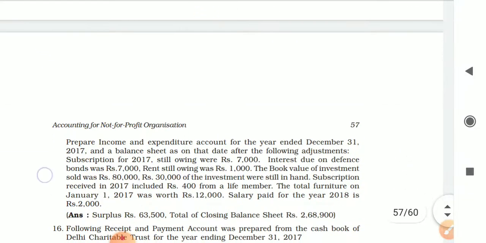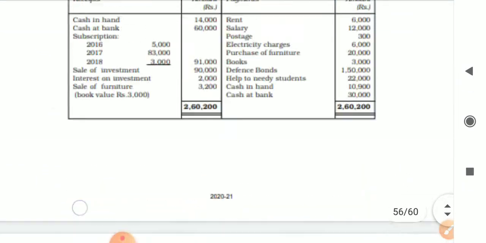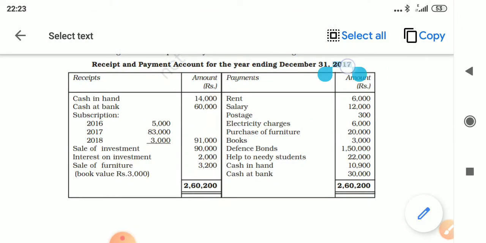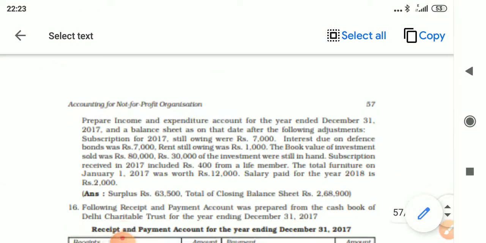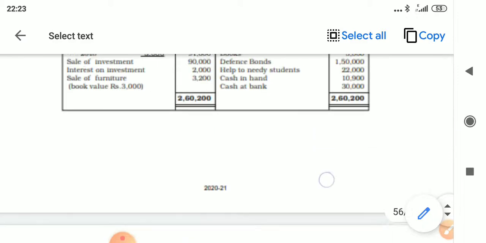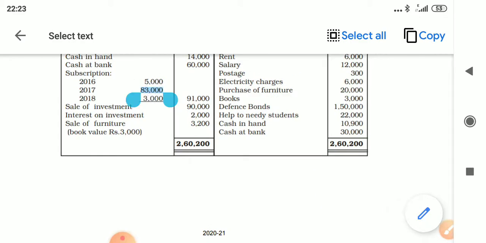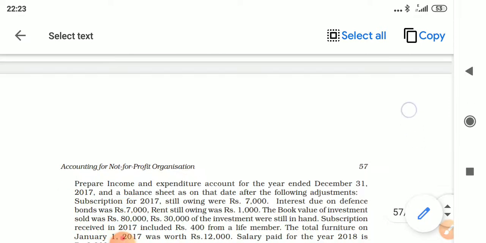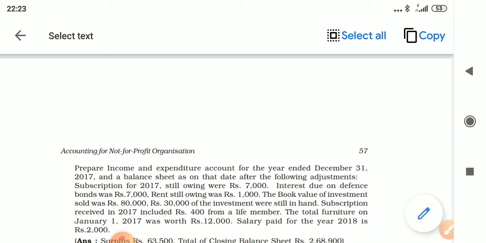Coming to the adjustments. First, let us see what is the current year. Current year is 2017 December. Okay. So, subscription for 2017 still owing with 7,000. So, still outstanding is 7,000. You have to add 7,000 to 83,000. 90,000 will appear in the income side of income and expenditure account. Is anything else written about subscription? Yes, it is written. Okay, I'll first read the question and then I'll explain everything.